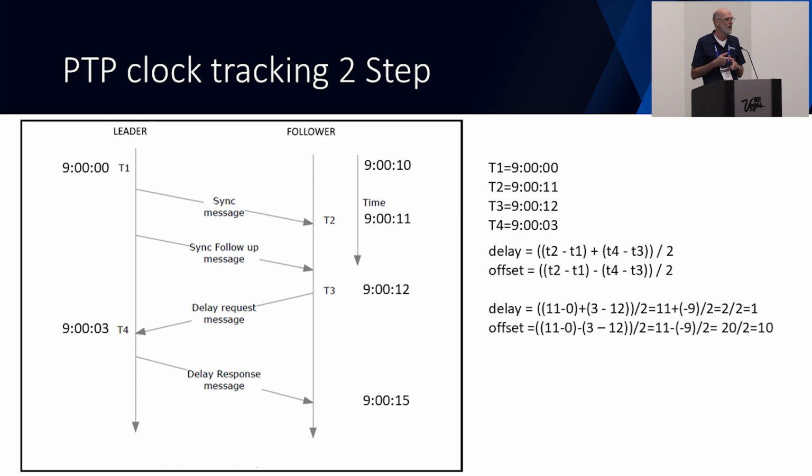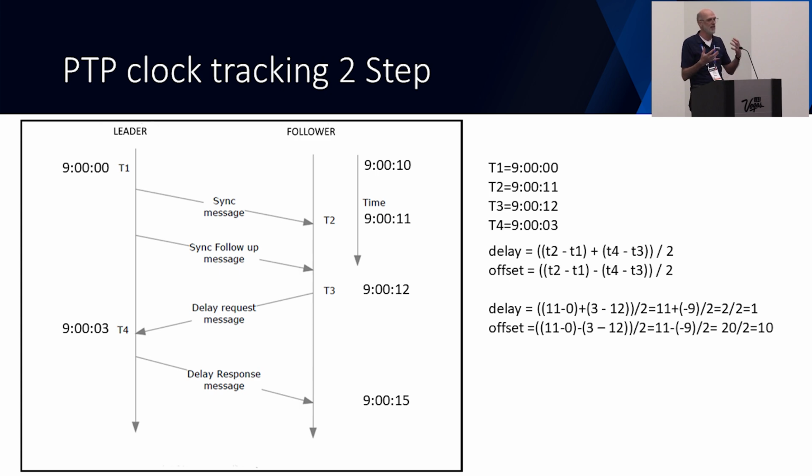I didn't come up with those formulas, but once we put the numbers in, it's magic. Okay, so we're going to put in the numbers for T1, T2, T3, and T4 in the equation for the delay. Okay, so I removed the 9 o'clock. I'm just using the 11 seconds. So T2 minus T1, that's 11 minus 0, plus T4 minus T3, that's 3 minus 12. Oh, complicated math there. That's a negative number. I need to divide that by 2. I do the math, I get 1. Okay, so this equation is telling us the delay through the network is 1 second.